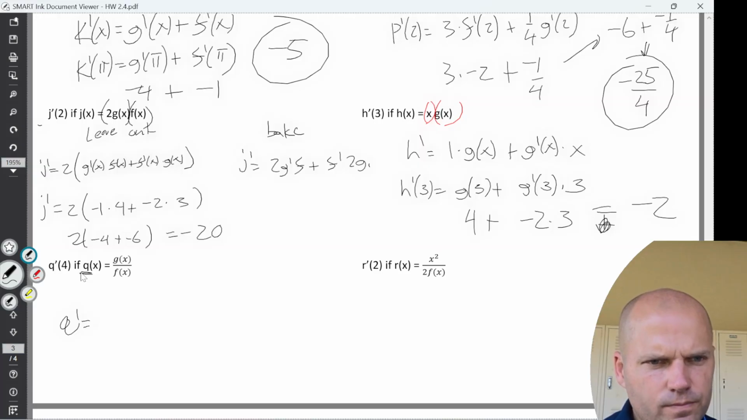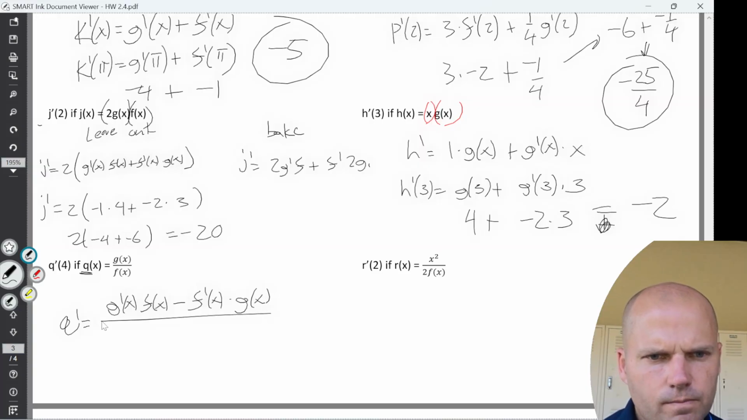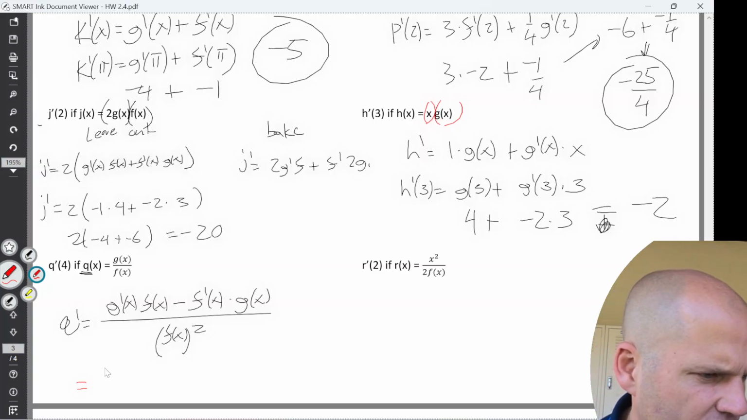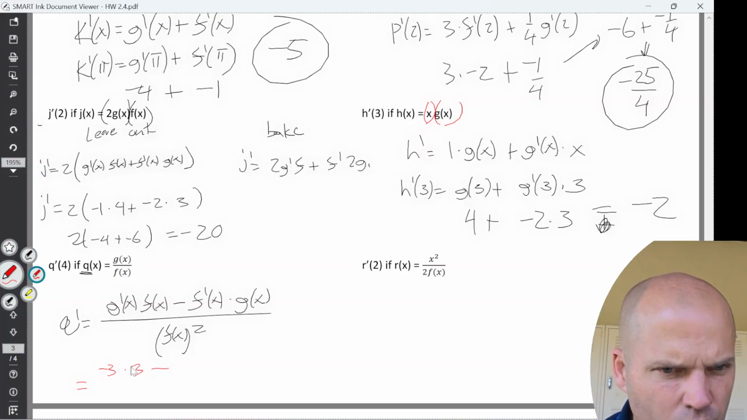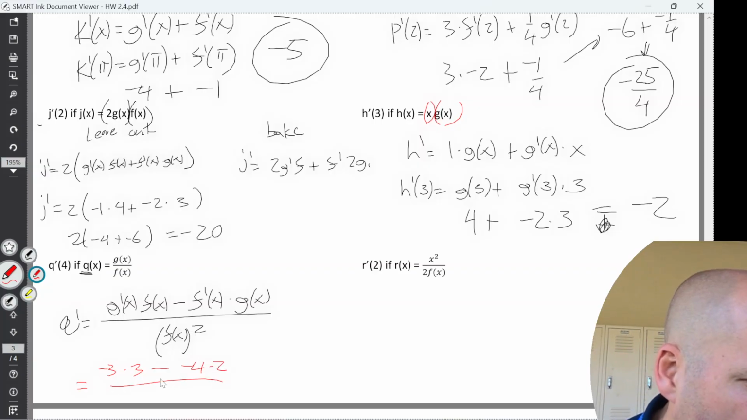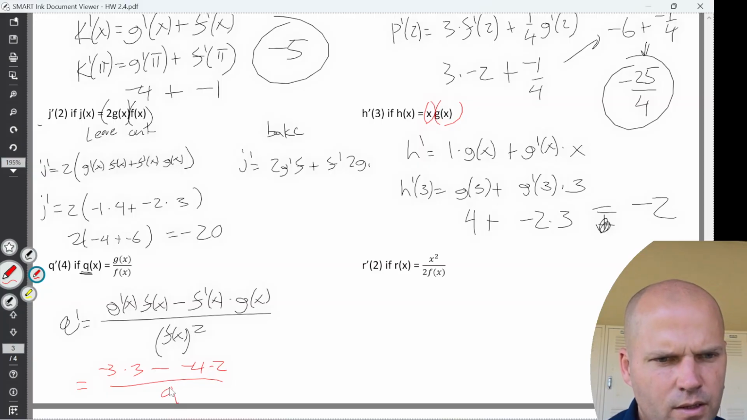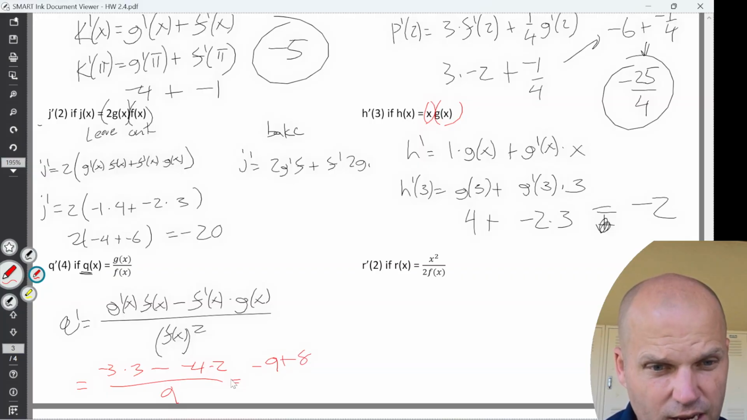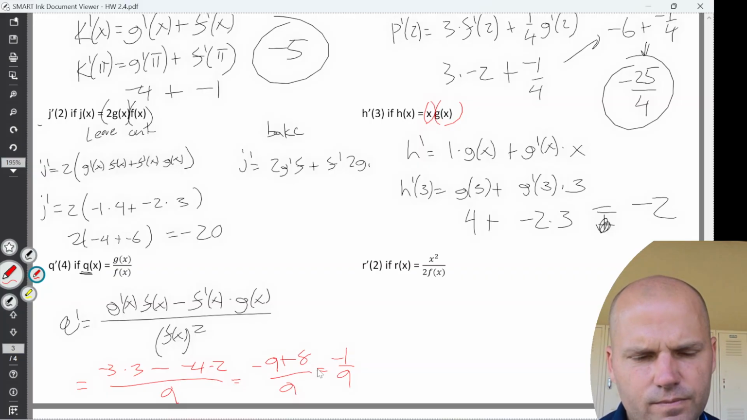Quotient rule for Q. Slopes of the top times the bottom minus the slopes of the bottom times the top, all over the bottom squared. And we're looking at 4. I'm just going to go ahead and plug in 4 and find g prime of 4, which is -3. F of 4 is 3. F prime of 4 is -4. G of 4 is 2. F of 4 is 3 squared, which is 9. So I have -9 plus 8 over 9, which is -1/9.